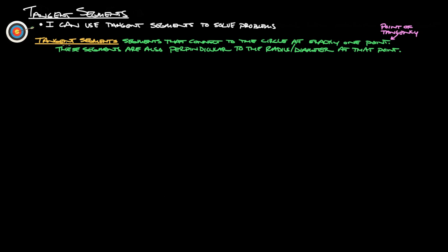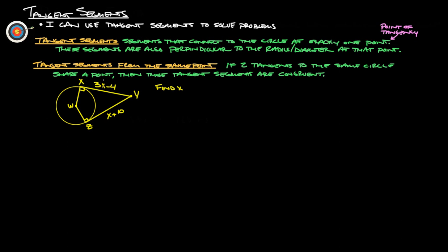Okay, so first off, tangent segments. These are segments that connect to the circle at exactly one point, which is called the point of tangency. These segments are also perpendicular to the radius slash diameter at that point. So for example, here are tangent segments that are perpendicular to the radius.